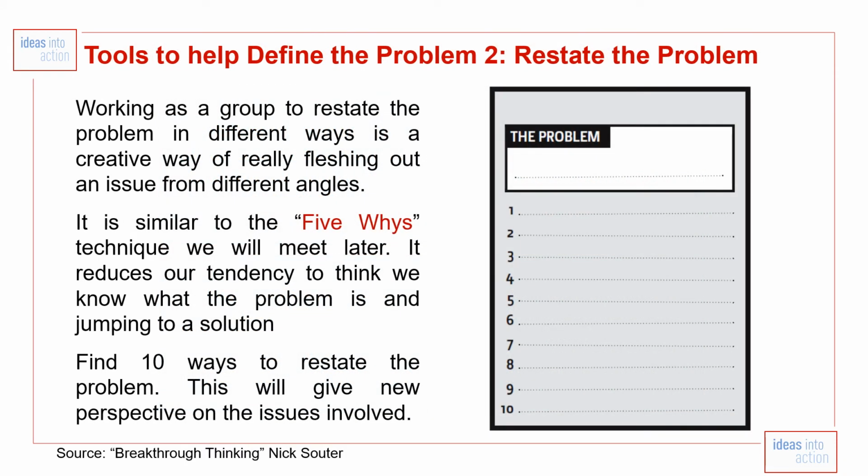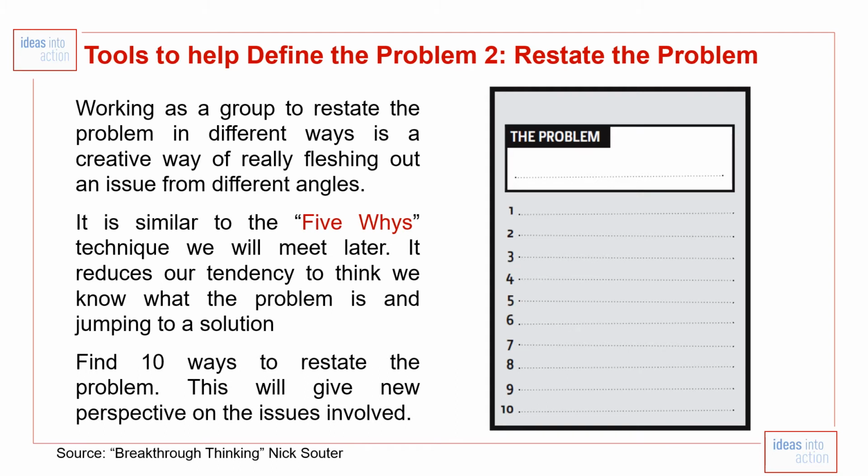The second tool we can use to help define the problem is to restate the problem. And again, this tool comes from the book Breakthrough Thinking by Nick Salter. And it's about analysing the problem from different angles once again. Working as a group to restate the problem in different ways is a creative way of fleshing out the issue from different angles and from different viewpoints.